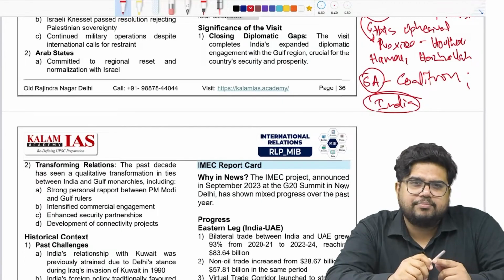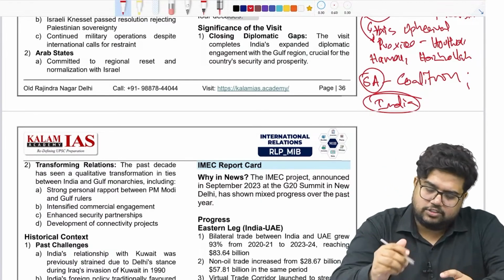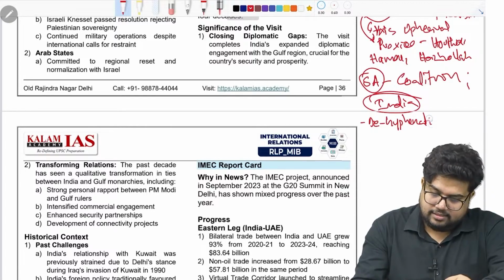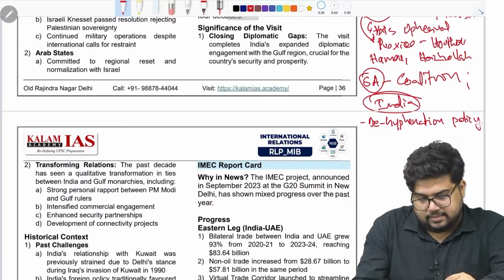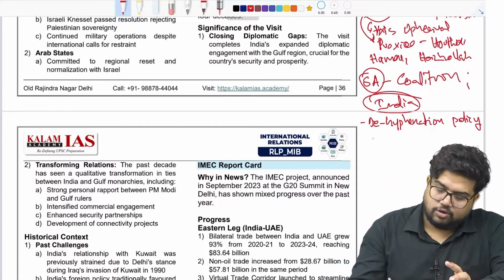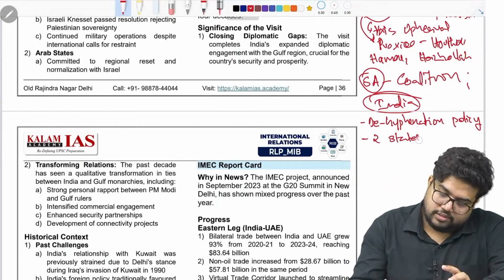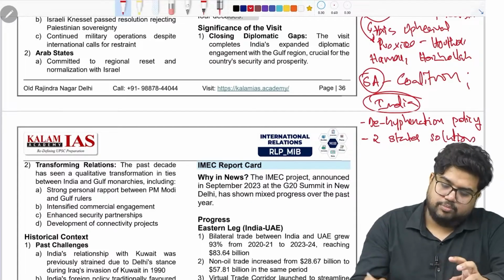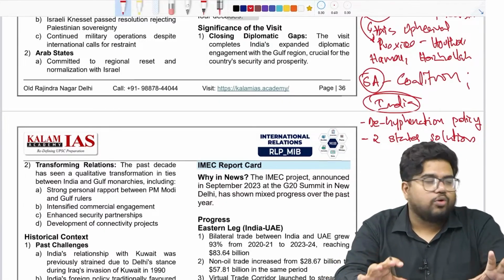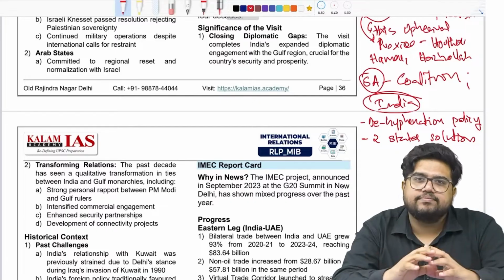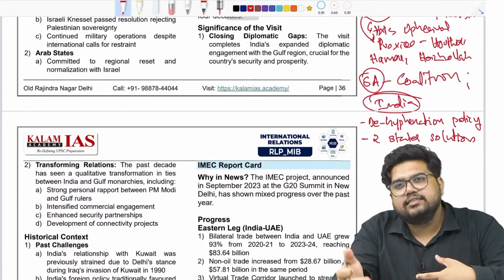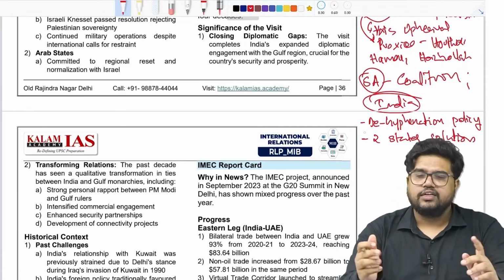What is de-hyphenation? Specifically, this policy is in the context of Israel-Palestine conflict, and in this conflict, India supports the two-state solution, and India engages with both the parties, Israel as well as Palestine, by not playing any active role in the ongoing conflict between them. India independently handles Israel, and India independently handles Palestine. This is the premise of de-hyphenation policy.